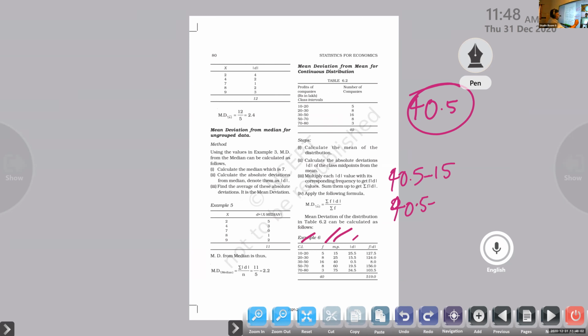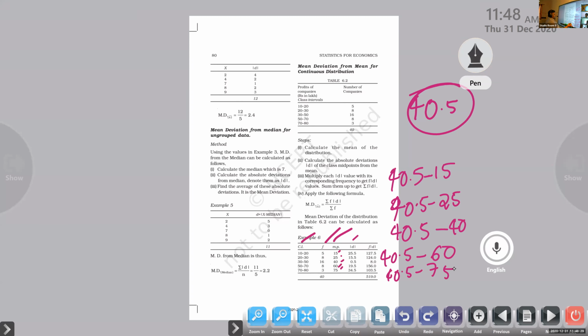40.5 minus 25. Here it is 25. Next one. 40.5 minus 40. Here. Next one. 40.5 minus 60. Next one. 40.5 minus 75. So negative values are there. We don't want to consider it. Okay. So absolute values are here, right? You want to write only the absolute value.